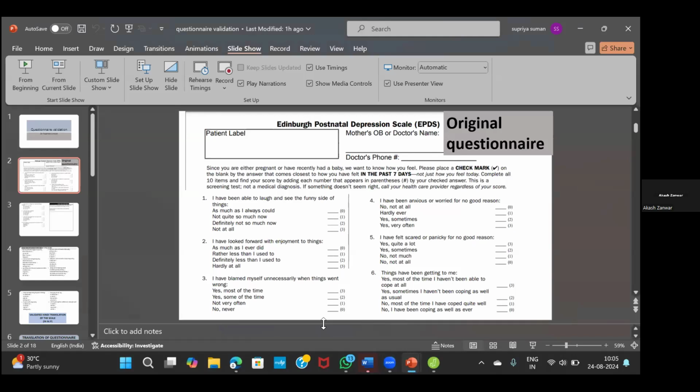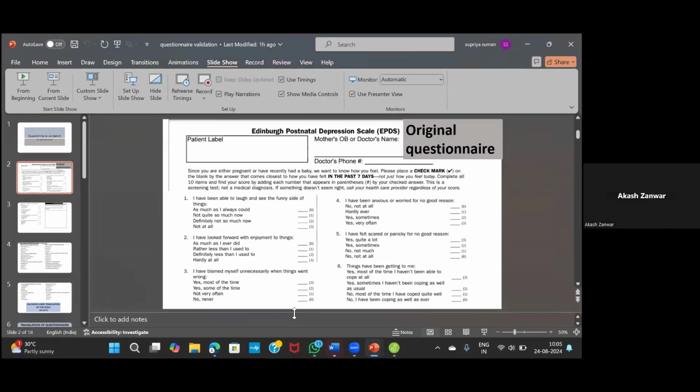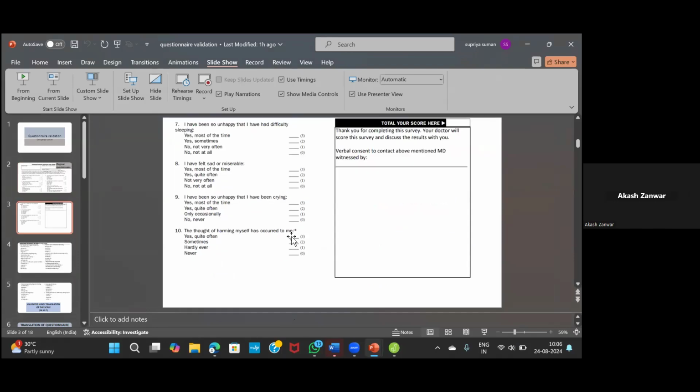Good morning, everyone. I'm Dr. Supriya. I'm doing my PG thesis under the guidance of Dr. Pragya ma'am. I'm doing this thesis on the topic antenatal depression. So I'm estimating the prevalence of antenatal depression using this EPDS scale. Although this scale is available in the public domain, there are a total of 10 items in this scale.